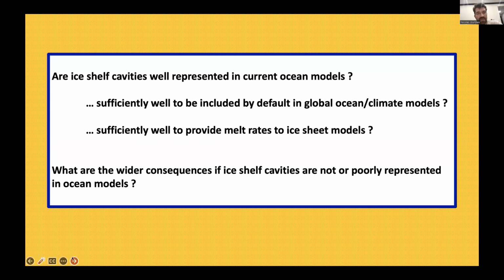So these are the questions that I'm going to try to address. Are ice shelf cavities well represented in current ocean models? And to be more specific, are they sufficiently well represented to be included by default in global ocean and climate models? And are they sufficiently well represented to provide melt rates to ice sheet models? Another question that I try to address is, what are the wider consequences if ice shelf cavities are not or poorly represented in ocean models?